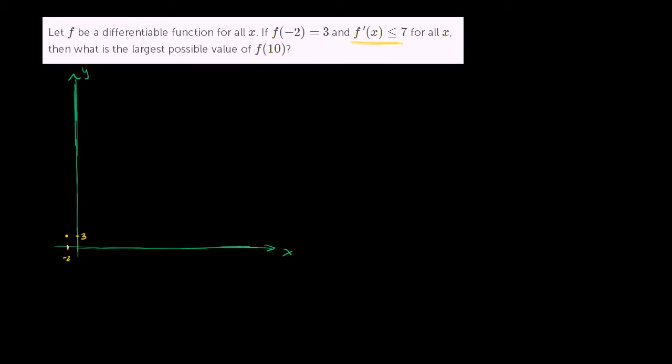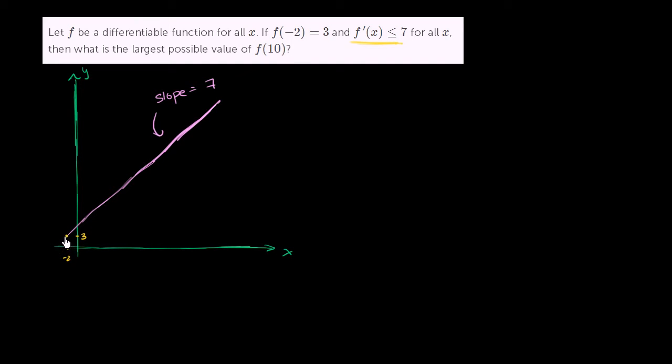So the fastest growing function here would be a line that has a slope exactly equal to 7. Obviously I'm not drawing this to scale. Visually, this looks more like a slope of 1, but we'll just assume this is a slope of 7 because the x and y are not at the same scale. So slope is equal to 7.